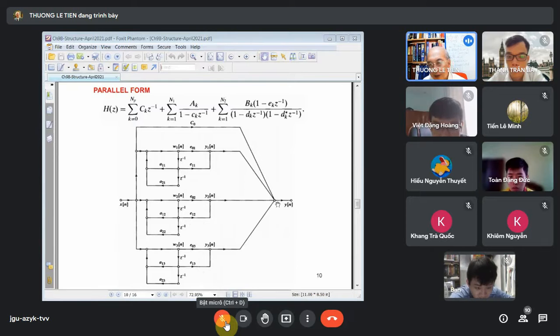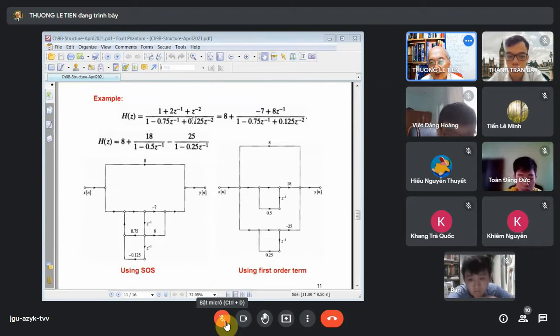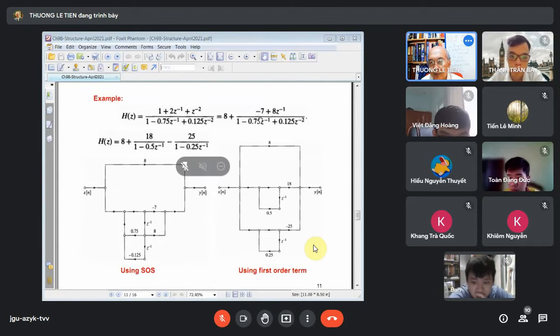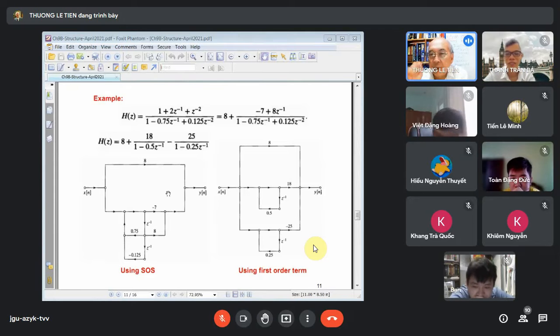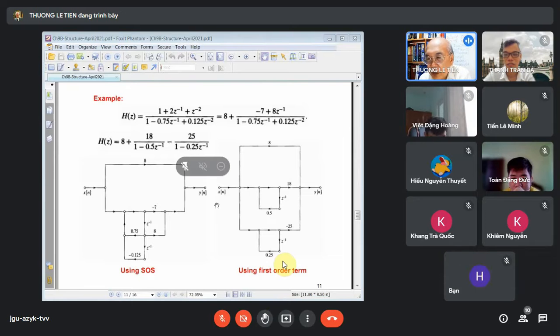Connect them in parallel. For example, this one, a second order section: we split it up into 2 sections like this, sketch the 2 sections, and connect them in parallel. Or we split it up again into first order sections and sketch them in parallel. In the left hand side figure, we sketch the parallel form by using second order sections, if the question asks you to do so. But if the question asks you to provide the parallel form by using first order systems, then you have to get it like this. Understand what I mean?